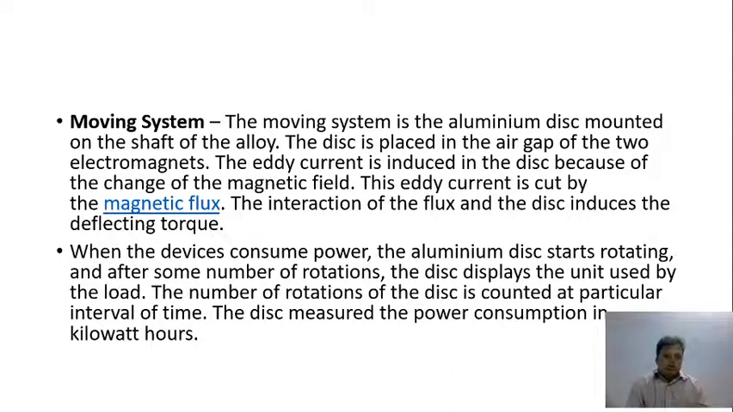The second system is called the moving system. The moving system is an aluminum disc mounted on a shaft of alloy, and this disc is placed in the air gap of the two electromagnets. An eddy current is induced in the disc because of the change of the magnetic field. This eddy current is cut by the magnetic flux, and the interaction of the flux and disc introduces the deflecting torque. When the devices consume power, the aluminum disc starts rotating, and after some number of rotations, the disc displays the units used by the load. The number of rotations of the disc is counted at a particular interval of time. The disc measures the power consumption in kilowatt hours.